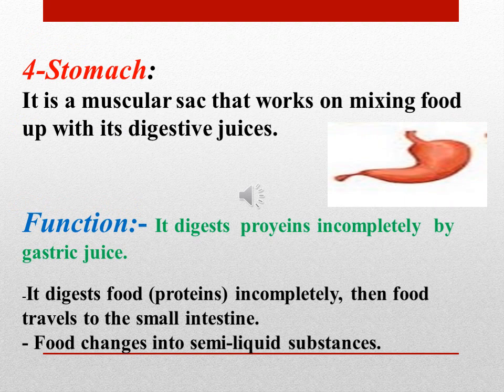Fourth, stomach. It's a muscular sac or muscular bag which is made up of muscles, as we said before, that works on mixing food up with its digestive juices. Its function or job, it digests proteins incompletely by its gastric juice. So stomach produces or secretes gastric juice. It digests food incompletely, then the food will travel to the small intestine. Stomach can change the food into semi-liquid or very thick liquid.